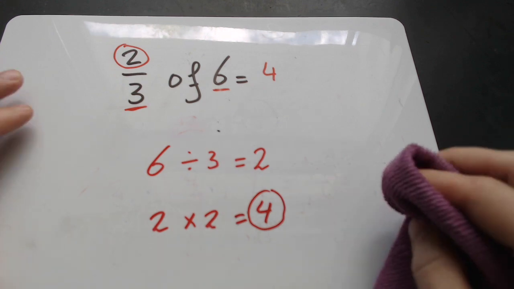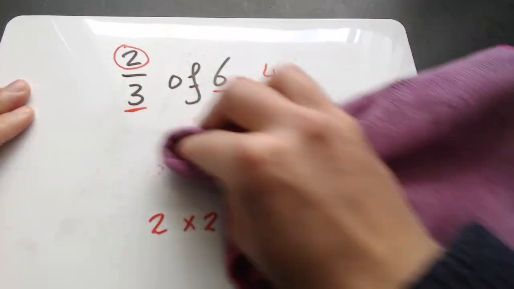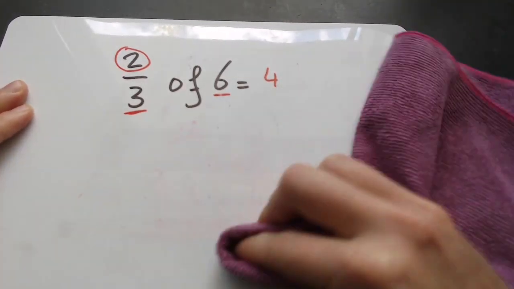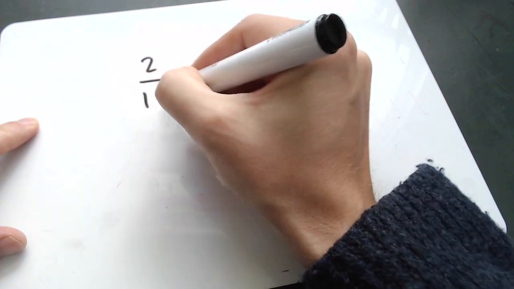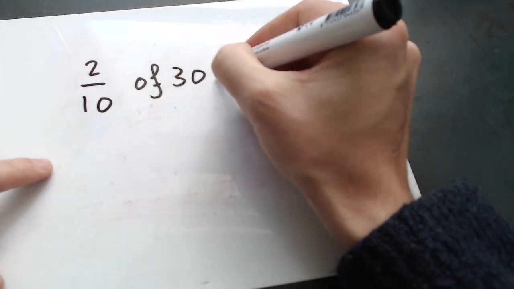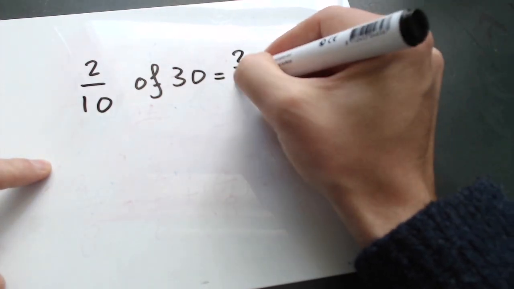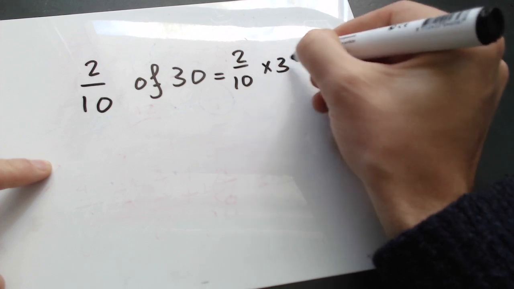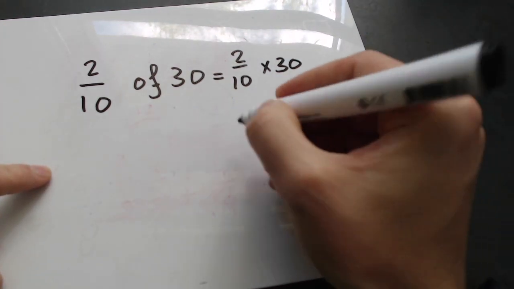So for the exercise that you're about to do, I would like you to use the multiplication method. So, you know what, let's try one more. We'll do one more together, and then I'll let you go at it. So let's say we've got 2/10 of 30. Then that's the same as 2/10 times 30.